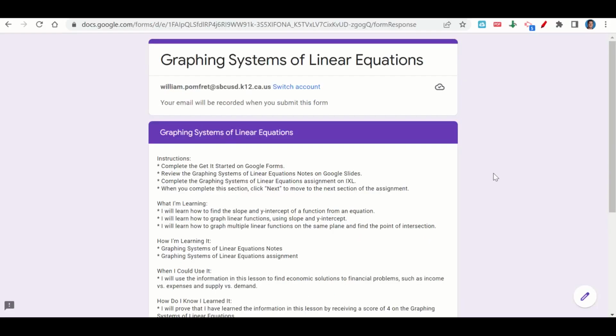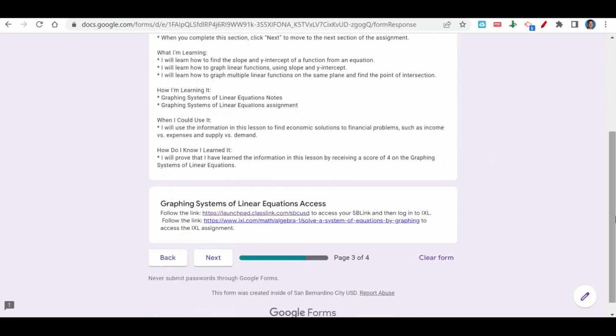Let's take a look now at the Graphing Systems of Linear Equations assignment. Our assignment begins with the learning goals and success criteria. If we scroll down, there's a link here that takes us to SBLink. That'll allow us to log in so that we can access the IXL. Once we've logged in, we'll come back to this page and click on the link to access the IXL assignment.